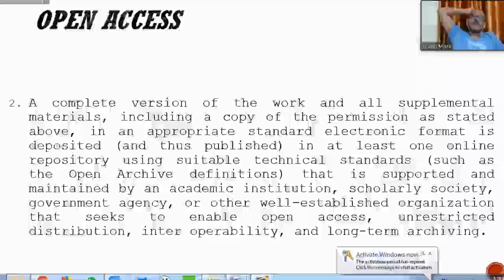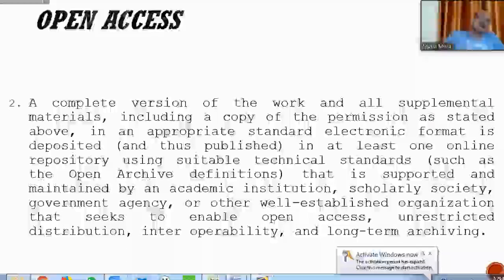a complete version of the work and all supplemental materials, including a copy of the permission as stated above, in an appropriate standard electronic format is deposited and thus published. These are not my words. These are actually the declaration points, and these are the points which were defined by them, written in this meeting. So I can't change a word. So this is as it is. In at least one online repository using suitable technical standards such as the Open Archive definitions, that is supported and maintained by an, you see.